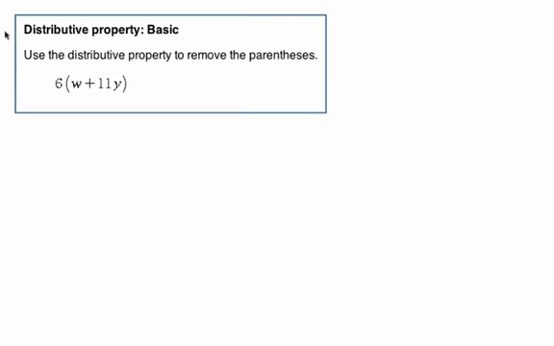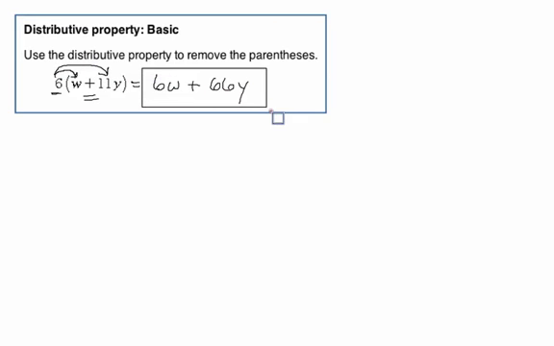One more. Here's another last example. The 6 gets multiplied by the W plus 11y. That's okay that there's variables everywhere. Everything just multiplies through. We get 6 times W is 6W. Then our plus 6 times 11y makes 66y. And here we go. All done.